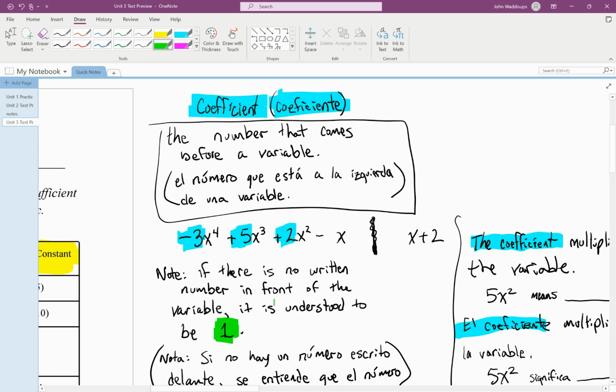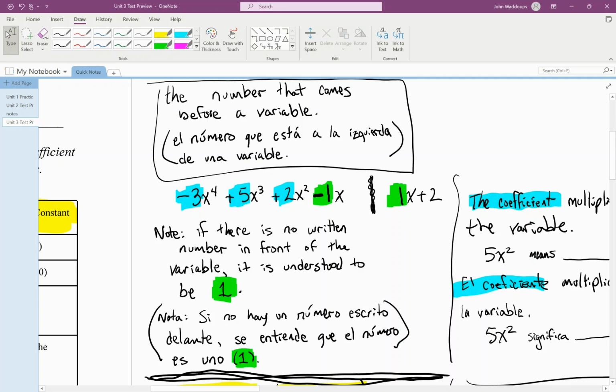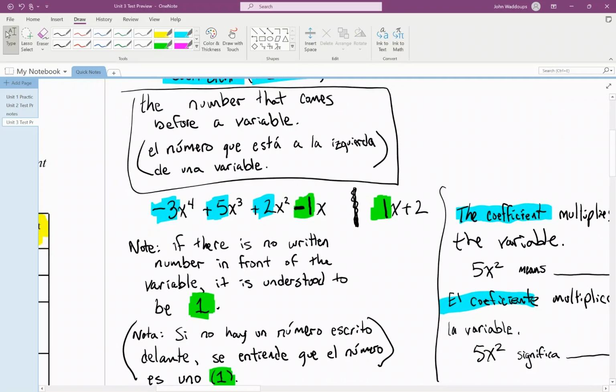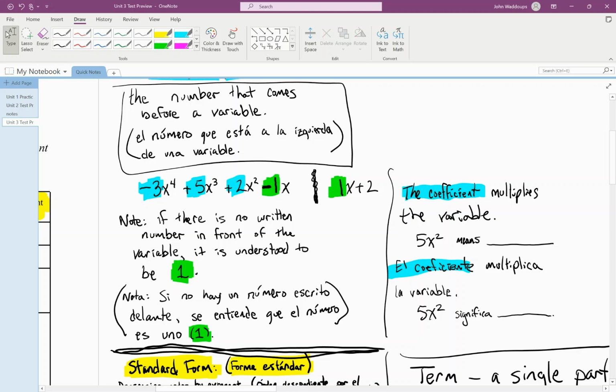If there is no written number in front of the variable, it is understood to be 1. So here and here, we can say in this case, the coefficient would be negative 1 because of the minus sign, and here it would be just positive 1. Si no hay un número escrito delante, se entiende que el número es 1. Hay menos 1 aquí para x y hay 1 aquí para x. No es el valor de la variable. This is not the value of the variable. It's just how many there are.